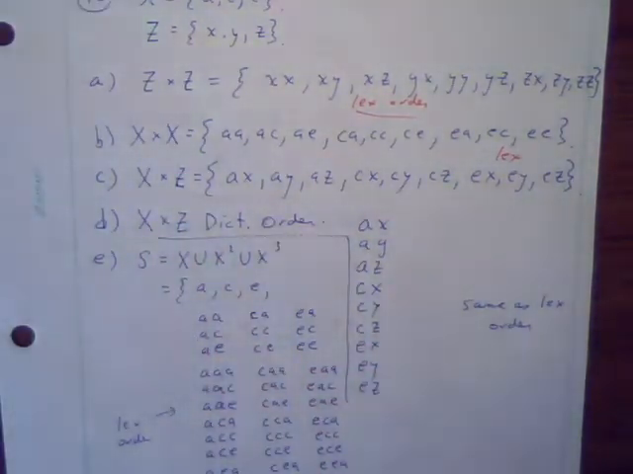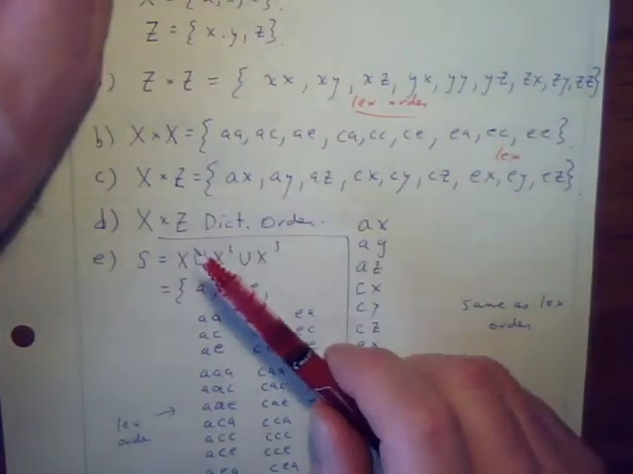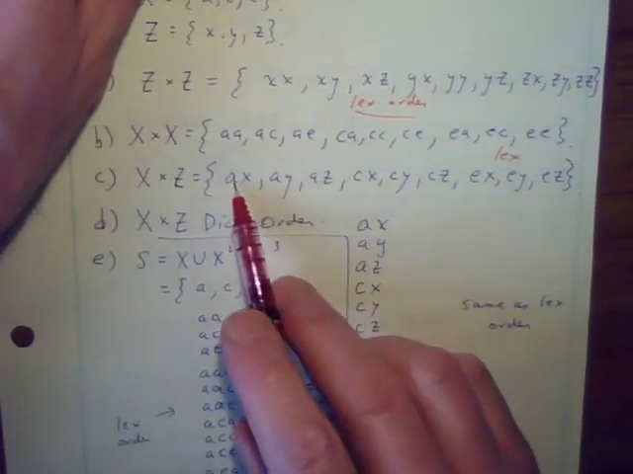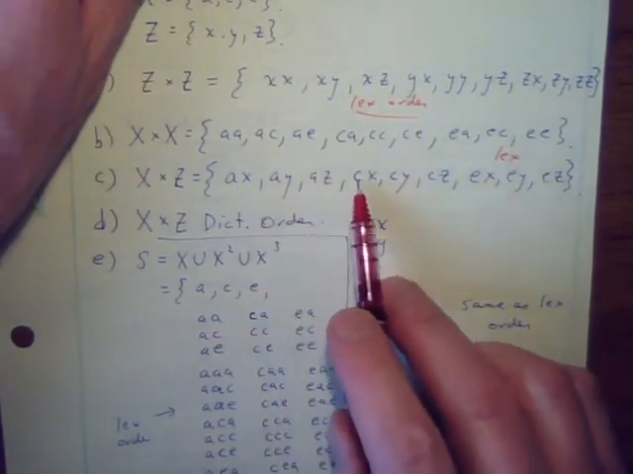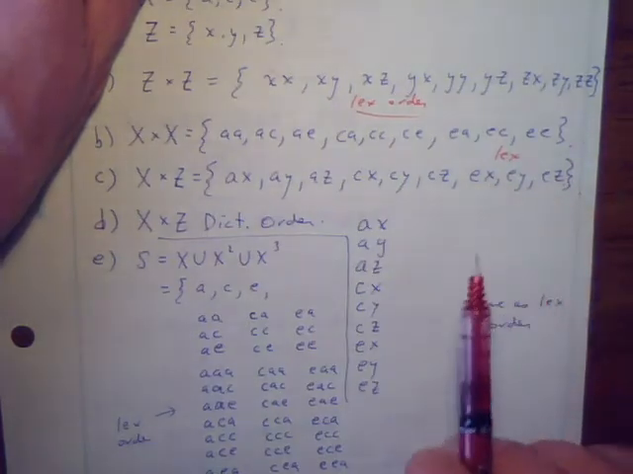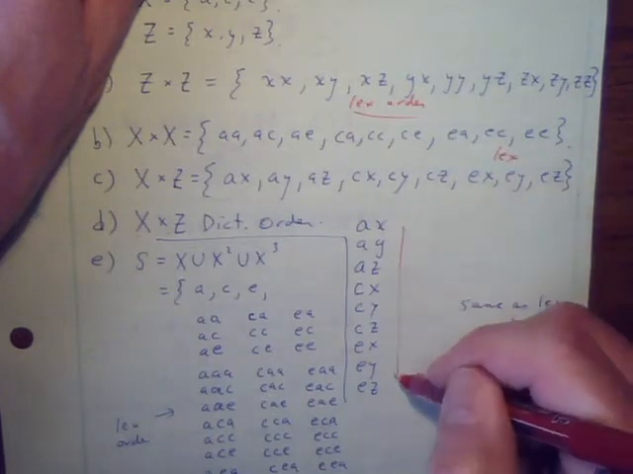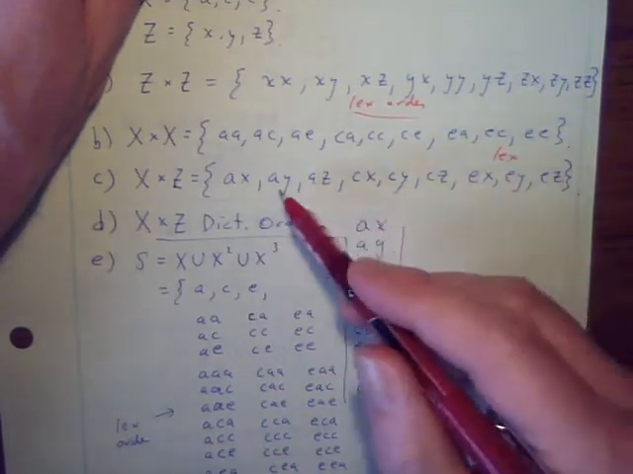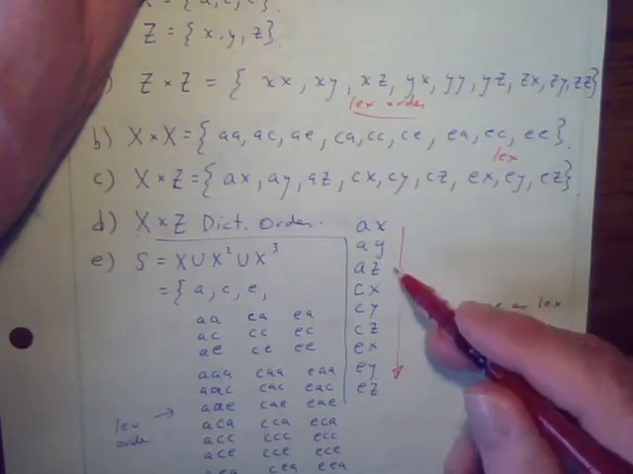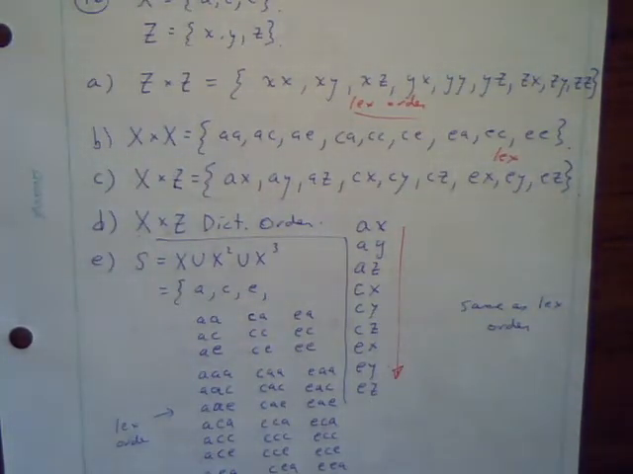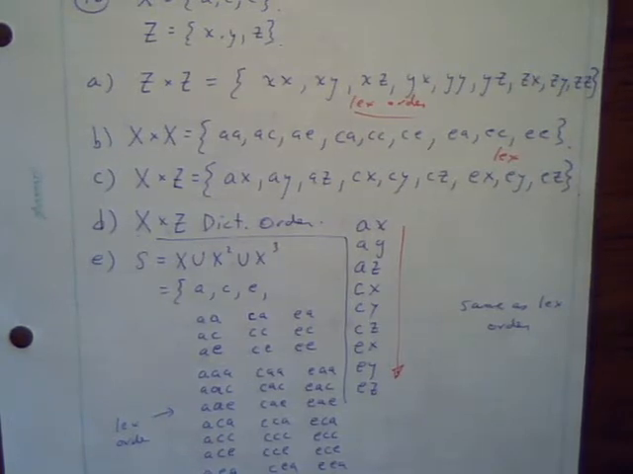X cross Z. Now I've got the A's and the X's mixed, so I start with A at the front and I go X, Y, Z, then C at front, X, Y, Z, E at front, X, Y, Z. X cross Z in dictionary order. Well, the dictionary order is here. X cross Z is the same as the Lex order when they all have the same length. Dictionary order really only gets to be complicated when we have different length strings mixed in together. Otherwise, it's the same as Lex order when you have the same length string.